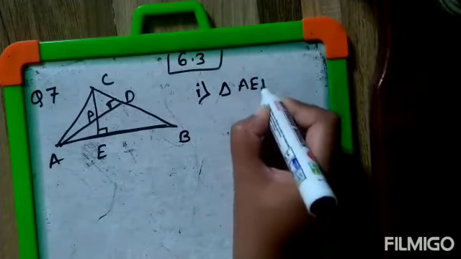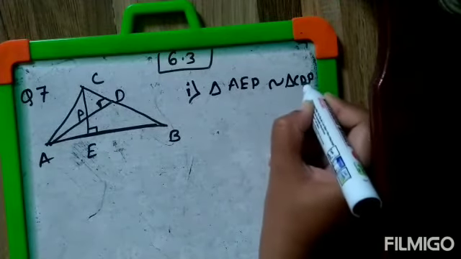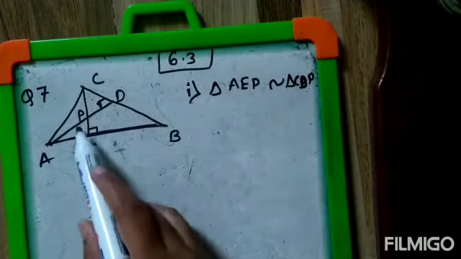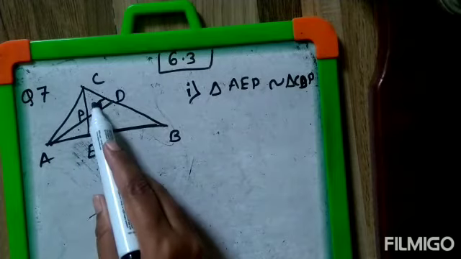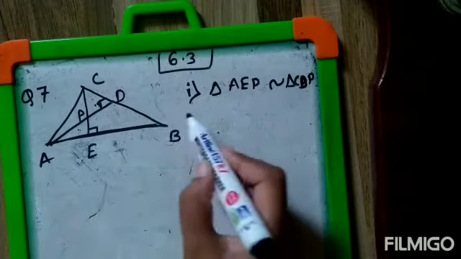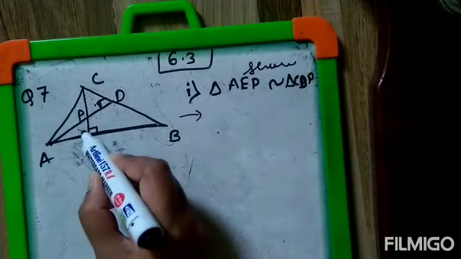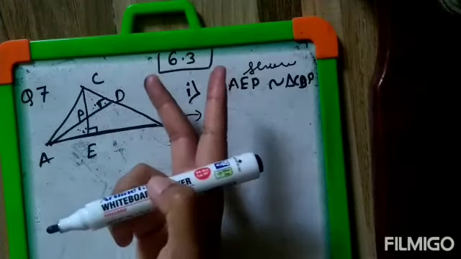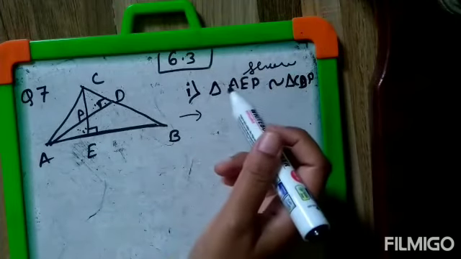Check the first proof: triangle AEP is similar to triangle CDP, we have to show. Check the figure. AEP, this small triangle, and CDP, this small triangle. You can see in the figure easily, this 90 degree angle we have, and vertically opposite angles. So 2 angles we got, and then by AA similarity, we can say that these two triangles are similar.